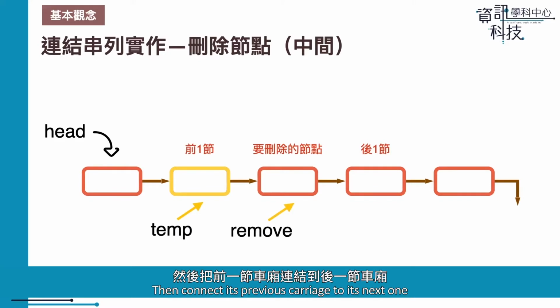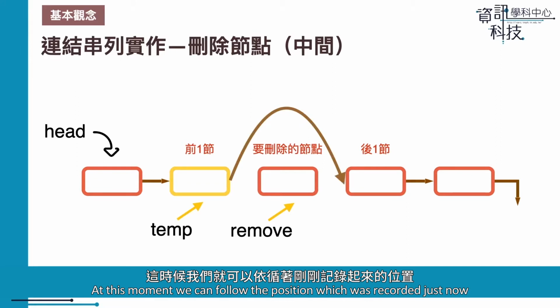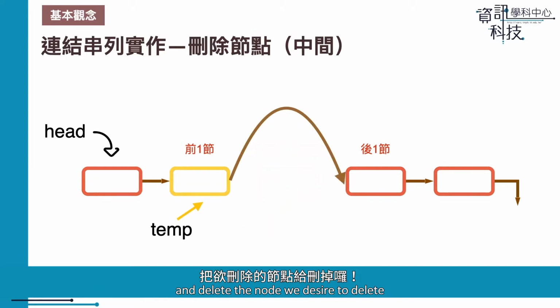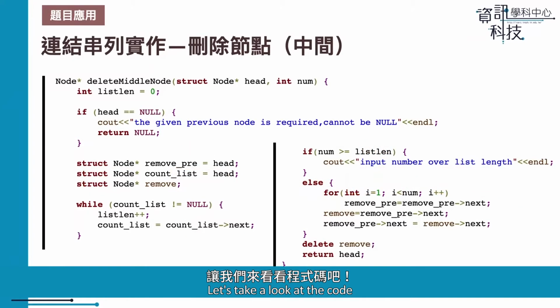Then connect its previous carriage to its next one, which is the carriage after the next. At this moment, we can follow the position which was recorded just now and delete the node we desire to delete. Let's take a look at the code.